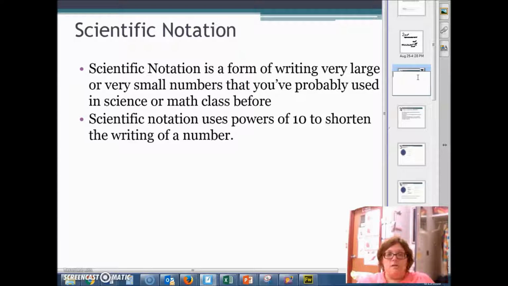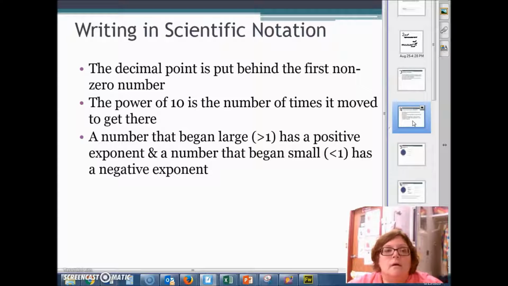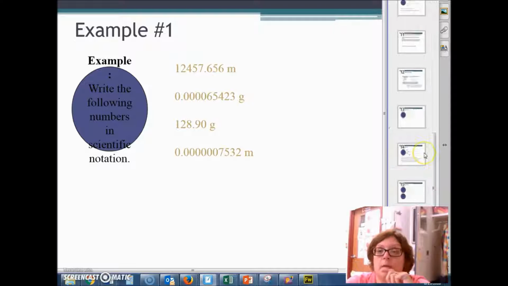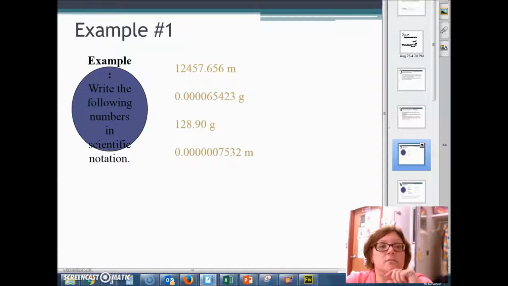It's a form of writing very large or very small numbers, and we use powers of 10. The decimal point is put behind the first non-zero number. The power of 10 is the number of times it moved to get there. In other words, it's going to be the placeholder, like the tens place or the 100s place. A number that begins large has a positive exponent, and a number that begins small has a negative exponent. Okay? We will have some examples in class, but I wanted to give you this information.